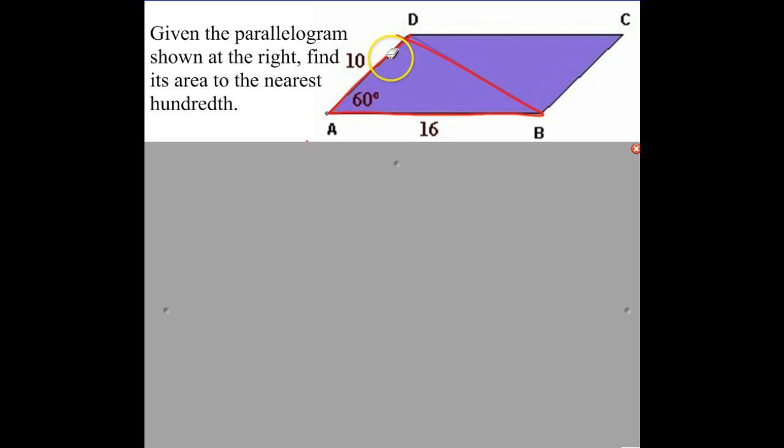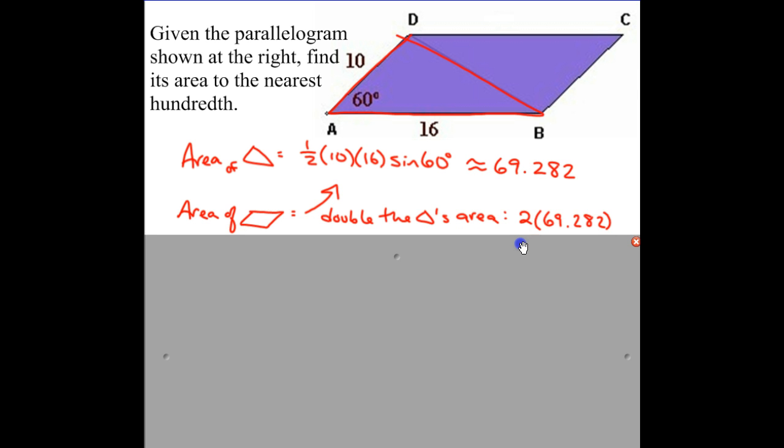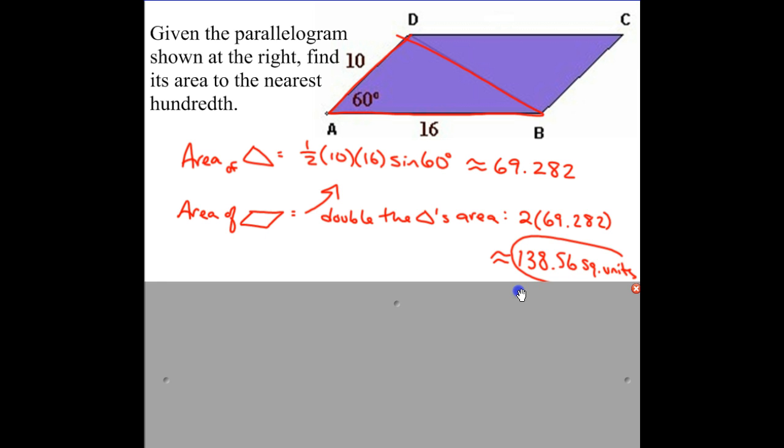Hopefully you considered that it's really just two triangles. So if I could find the area of the red triangle, I could double it and get the area of the purple parallelogram. If you haven't worked it out yet, work out the area of the red triangle, then play the recording. The area of the red triangle is 1/2 times the two sides, 10 times 16, times the sine of 60. Put that in your calculator. Got your answer? Double that. That gives you the whole parallelogram, and it should be 138.56 square units.